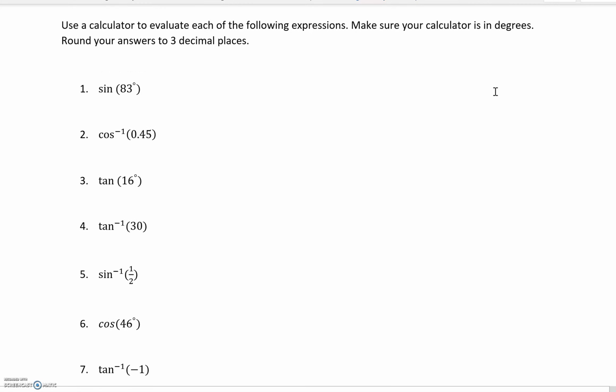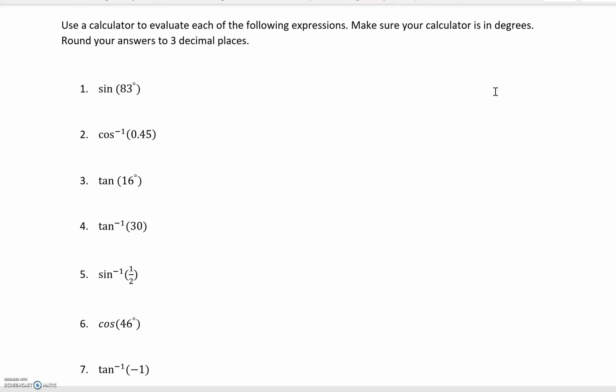So for these problems that we have here, you are asked to use a calculator to evaluate each of the following expressions. Make sure your calculator is in degrees. A lot of the angles given in the trig functions are not the super special values that we have on the unit circle. And a lot of the ratios in the inverse trigonometric functions are not super special values on the unit circle.